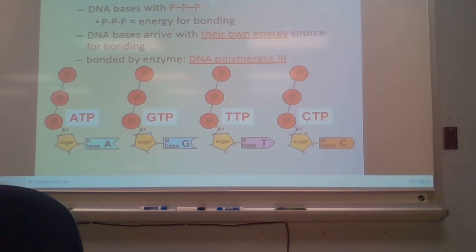So we know that there's enzymes and processes that make ATP. There's also enzymes and processes that will make these other types. Actually, the Krebs cycle usually makes GTP. And that's important because those phosphate groups are going to provide the energy for bonding.